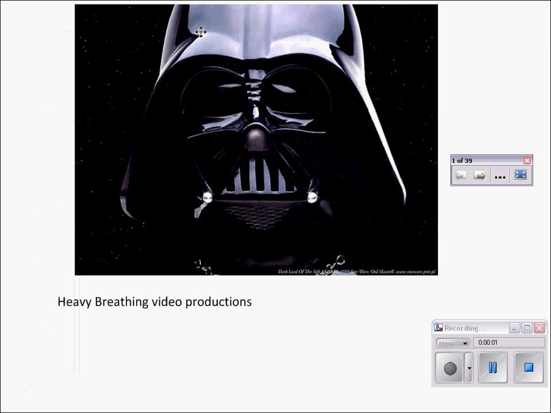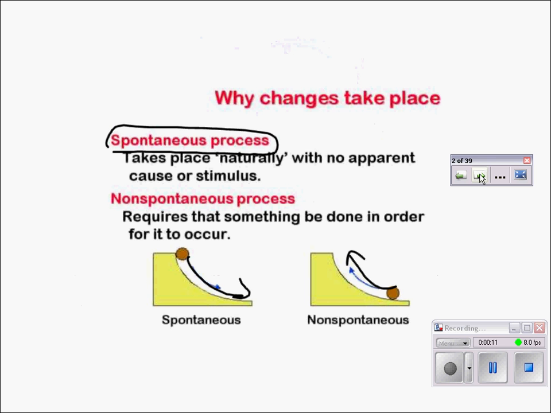Alright, so what I'm going to do is review the fundamentals for delta H, thermodynamics, and some of the other stuff, and try not to breathe too heavy in the process. So here we go. Why do we care about thermodynamics? It's one of the big topics in chemistry.